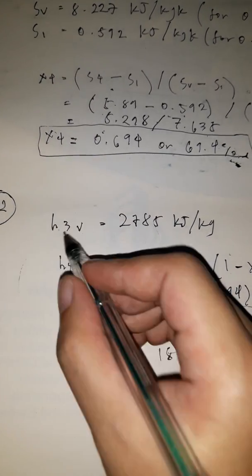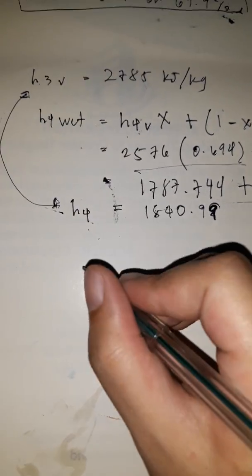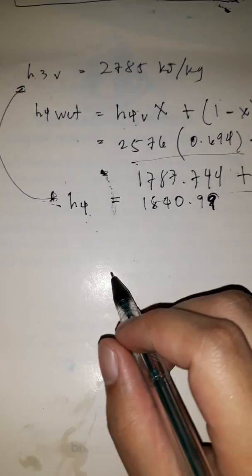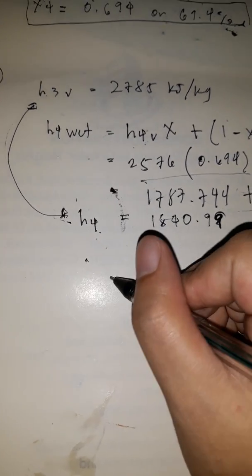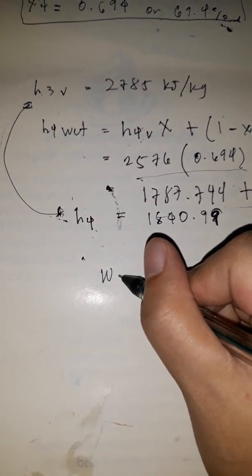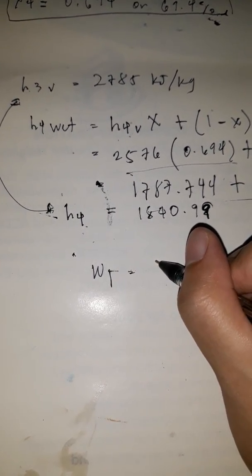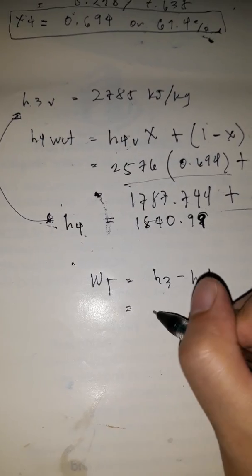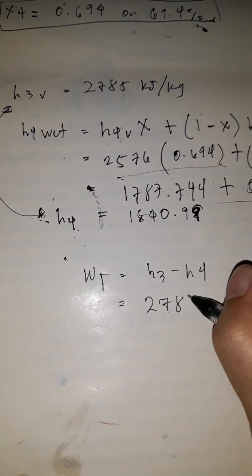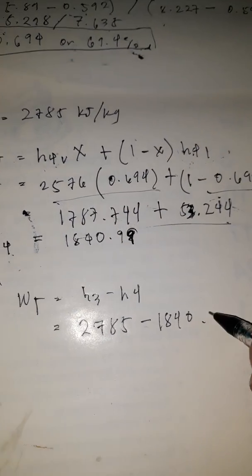We must subtract these two values to find the work done, the work done of the steam turbine, which is H3 minus H4.